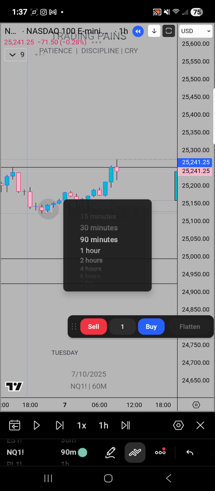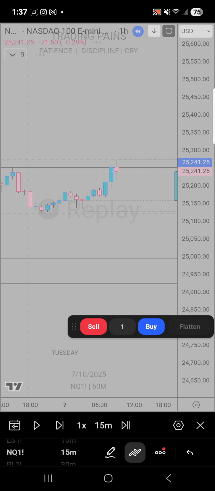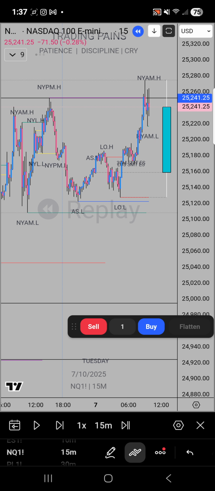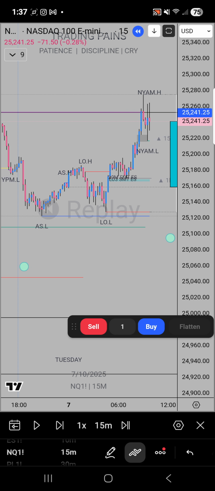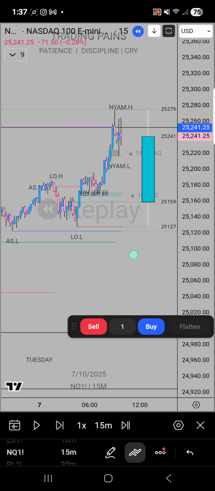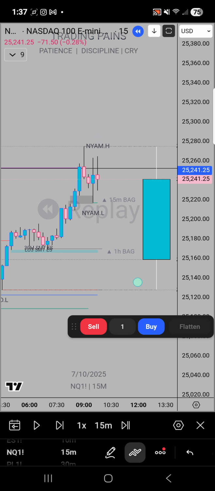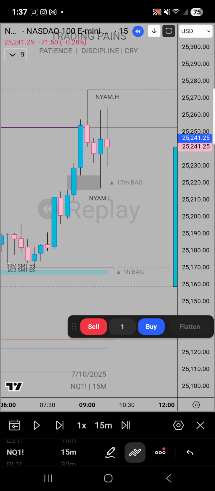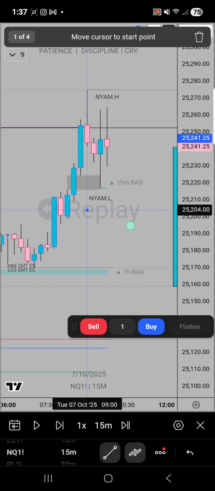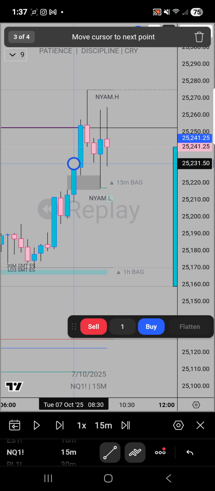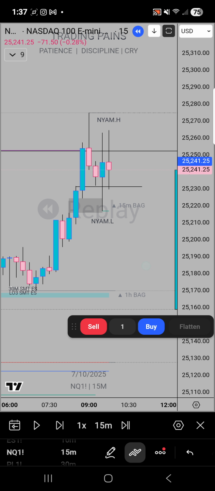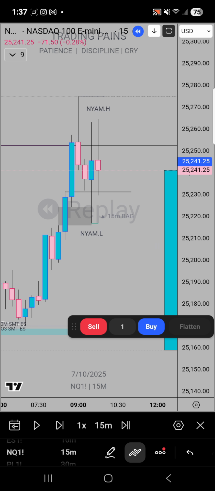So we look on the 15. It swept the New York session high. It did not take out Asia or London lows. So I do want to take shorts, but everything does feel very bullish. If we consider shorts, I want to see it close below this 15-minute fair value gap, making an inversion. So let's see what it does.